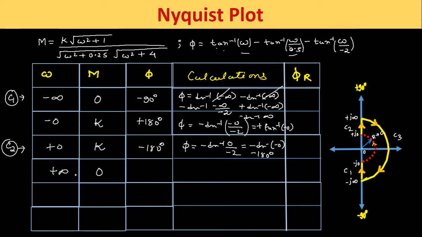Now we will put omega is equal to plus infinity in this equation. Again this value and this value get cancelled out, and the phase angle will be minus of tan inverse plus infinity divided by minus 2. Now this can be written as minus of tan inverse minus infinity. We know that tan inverse minus of infinity is 270 degree. So here negative sign is there, that means we will get minus of 270 degree here. So at omega is equal to plus infinity, we will have minus of 270 degree.